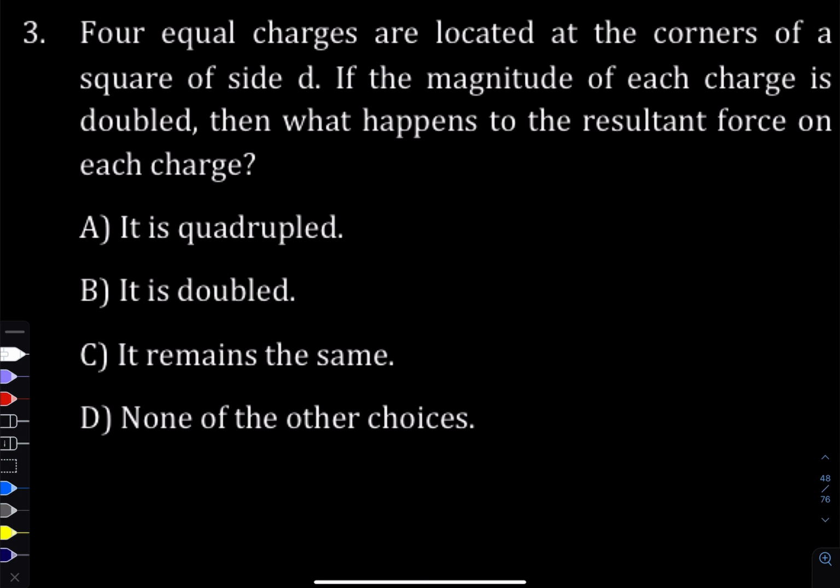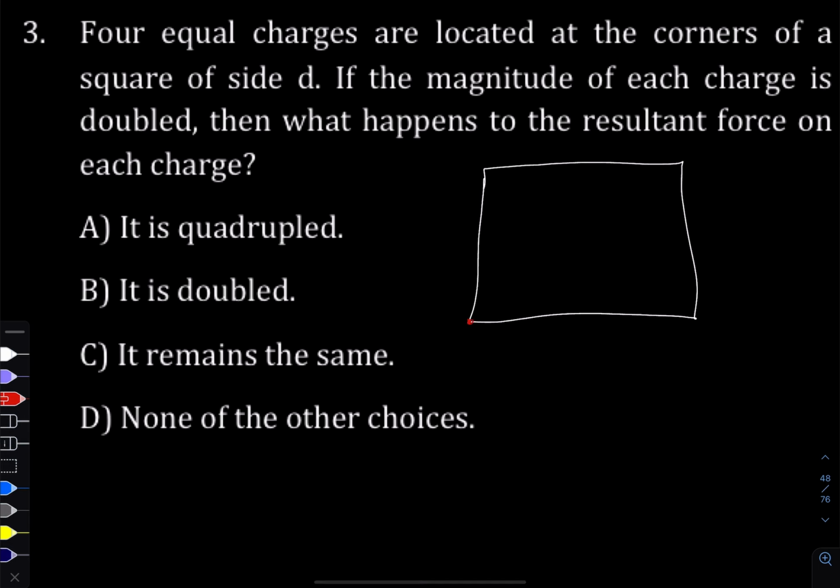Next problem asks, 4 equal charges are located at the corners of a square of side D. If the magnitude of each charge is doubled, what happens to the resultant force on each charge? So we have a square here, and we have 4 equal charges, so let's just assume that they're positive. We can also say they're negative, but it'd have the same effect. They're the exact same magnitude and sign, because they say that they are equal charges.